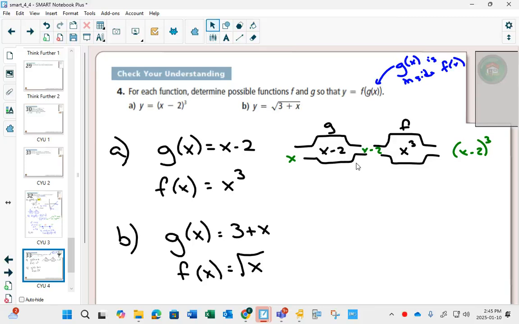And in calculus, when we do derivatives, it's really important for us to notice when one function is inside of another function, because there's a whole set of special rules that we have to use in that situation.